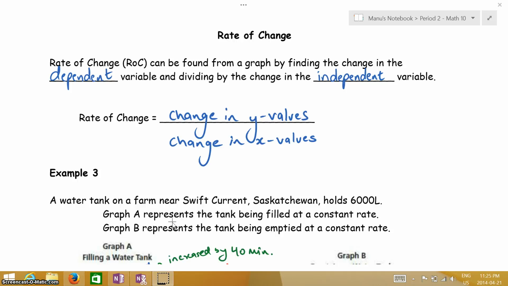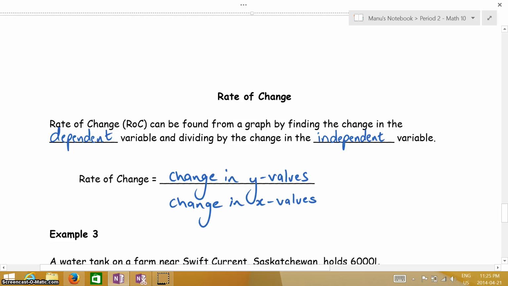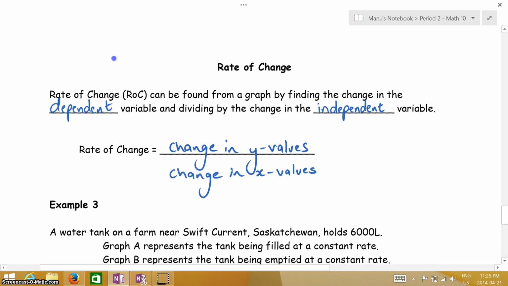Alright, let's take a look at the last part of the notes from before the weekend. Let's finish those off. We had one last thing left to do. At the end of our notes from the previous lesson, we had the rate of change that we hadn't gotten a chance to finish. So let's finish that off.